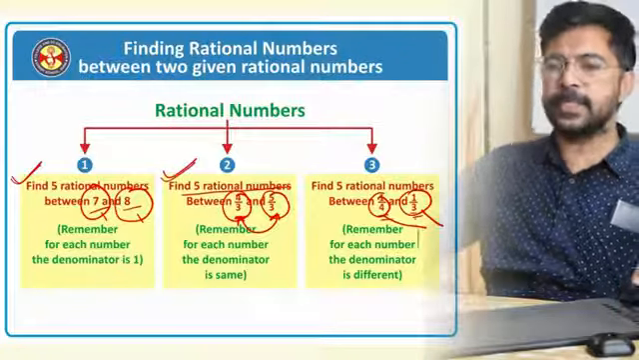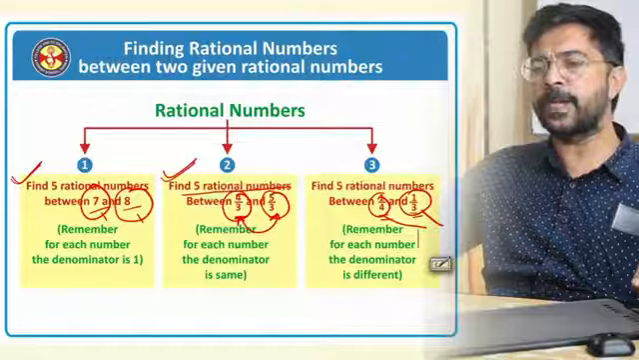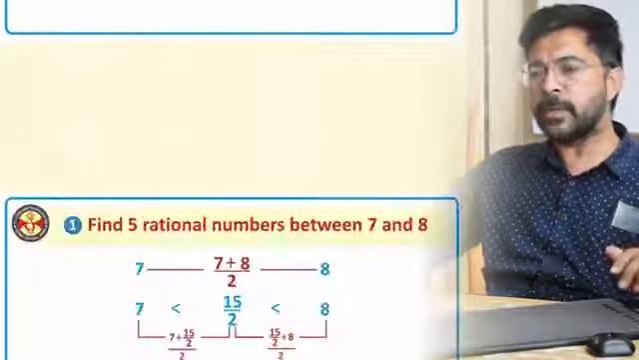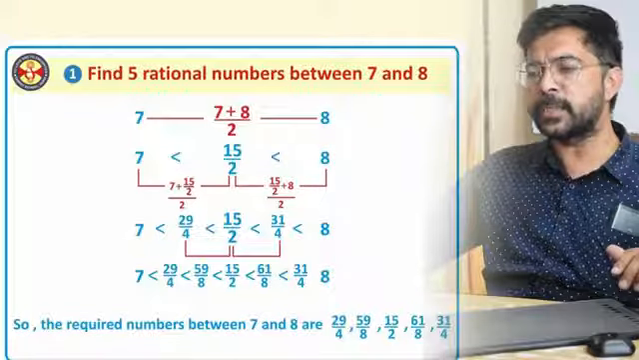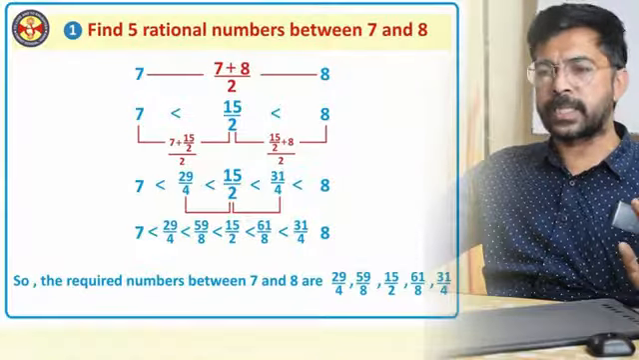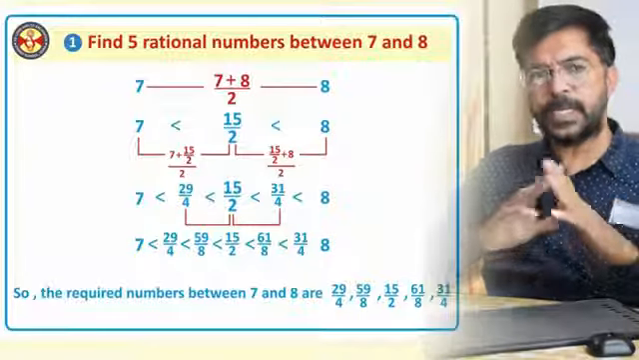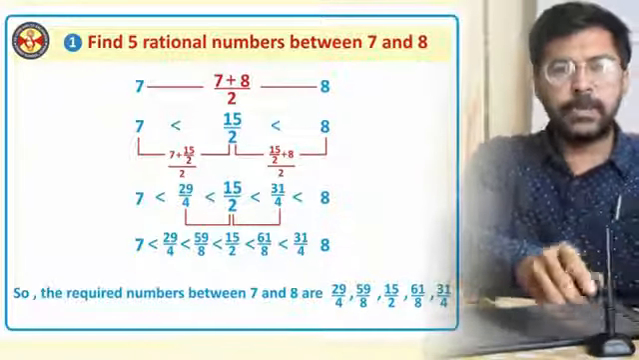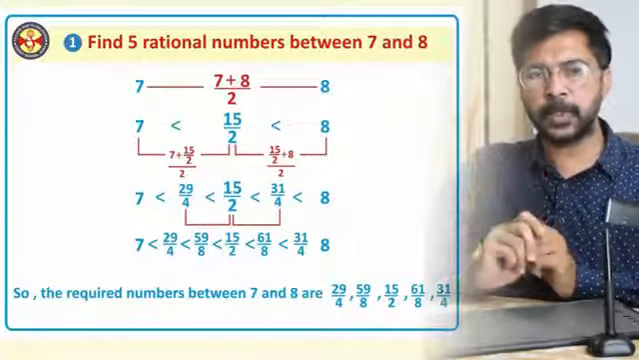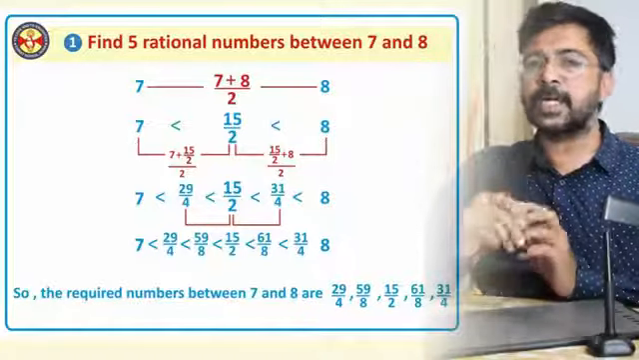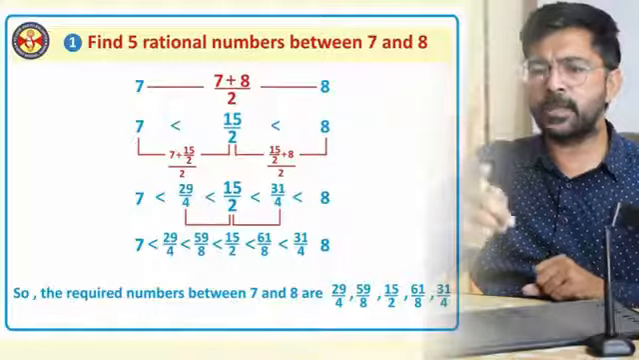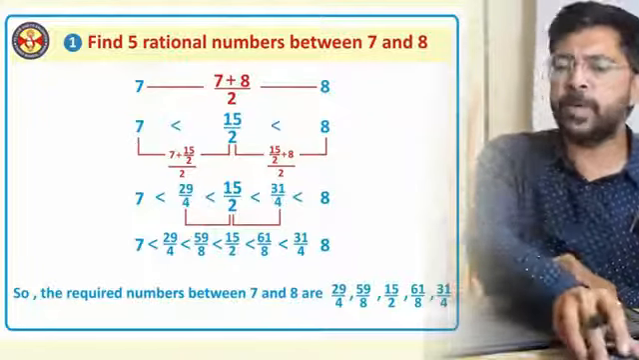Let us go to the first condition, when we have to find five rational numbers between 7 and 8. To find rational numbers between two integers or two rational numbers, there are two methods. First method is known as the midpoint method or mid value method. We will discuss this method, and after that we will discuss another method that is much easier. Let us discuss the first method, which is the midpoint method or mid value method.